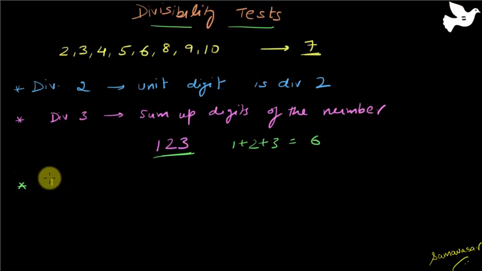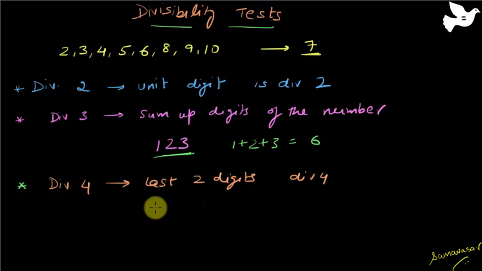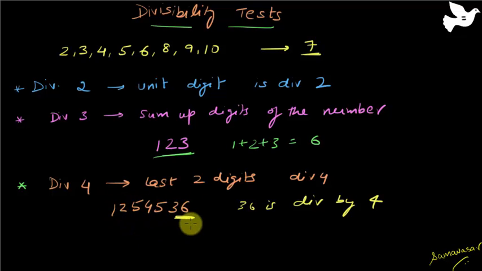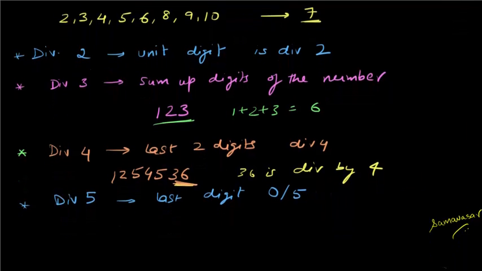Then I have the divisibility test of 4. You take the last 2 digits of the number and check if it is divisible by 4. So let us say my number is 536. In this case, the last 2 digits of my number are 36. 36 is divisible by 4. Hence, this number is divisible by 4. So instead of this, if I had a very large number like 1254536, again, I just need to check the last 2 digits for the divisibility of 4. Divisibility of 5 is very simple. A number is divisible by 5 if the last digit is either 0 or 5. Fairly straightforward.